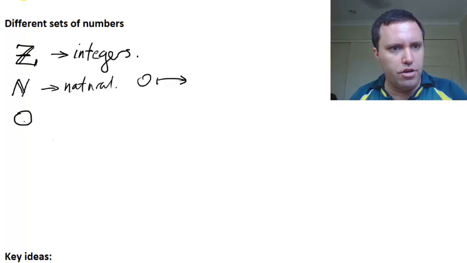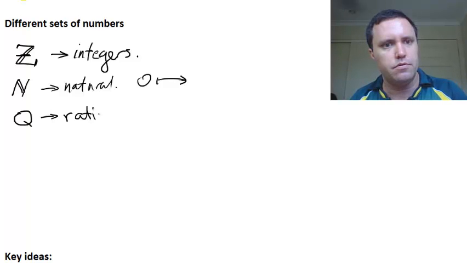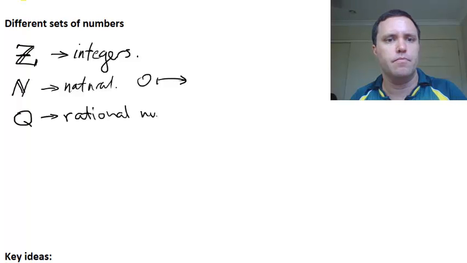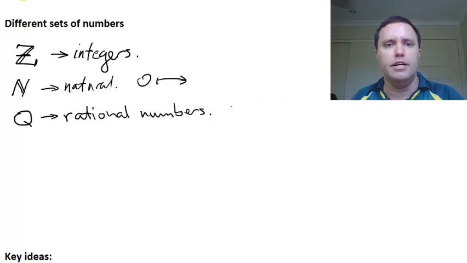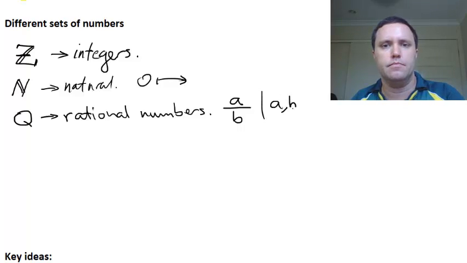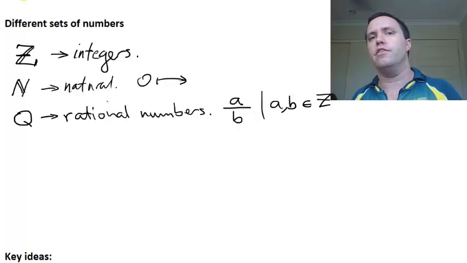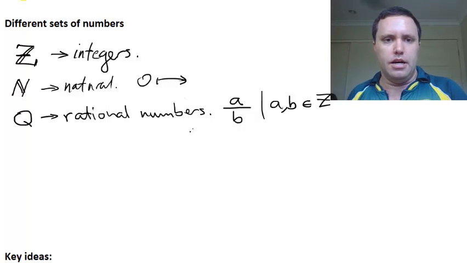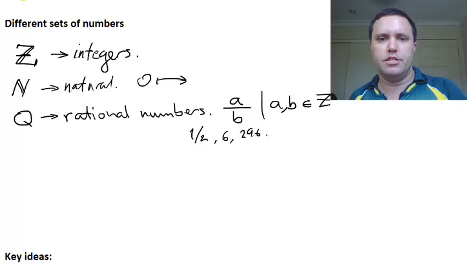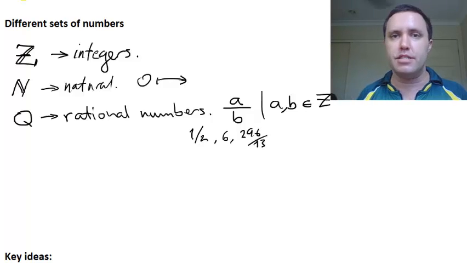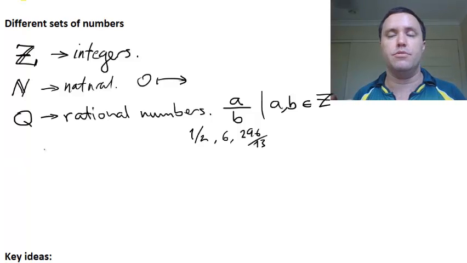Right, we also have the set Q, which stands for our rational numbers. They are numbers that can be expressed as some number A over another number B, where A and B are elements of the integers. So basically a rational number is a number that you can express as a fraction of integers. Numbers like a half, or 6, or 296 over 13. They're all rational numbers because you can express them as fractions.